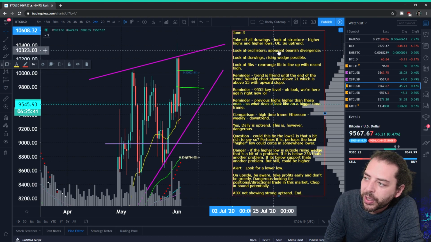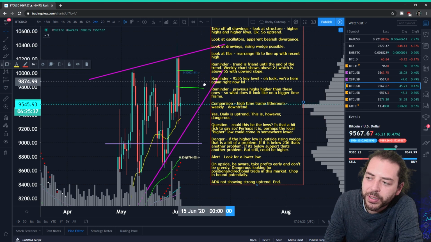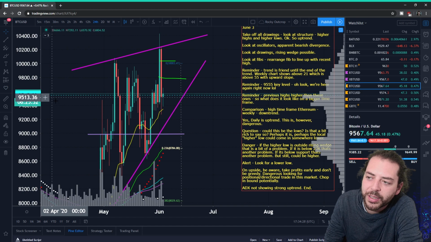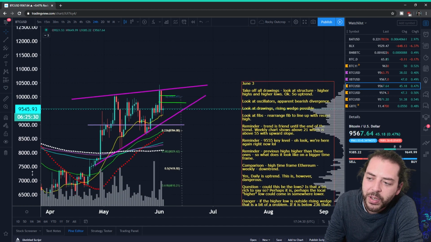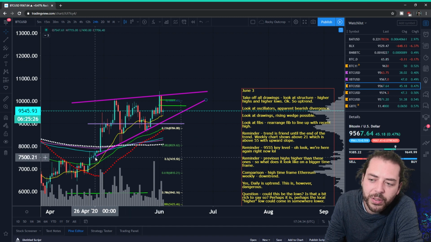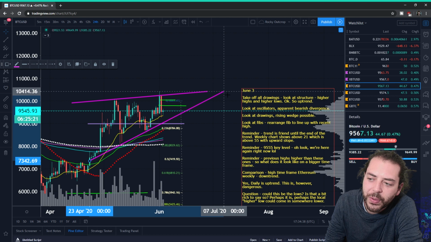What's next here? So look, oscillators, apparent bearish divergence. We've done that. Check. Look at drawings. Rising wedge possible. We drew the descending wedges, the falling wedges, on the oscillators down below. Let's look here at the price action and say, how would you want to draw this in? Let me know in the comments. Join the Discord. Let me know there as well.